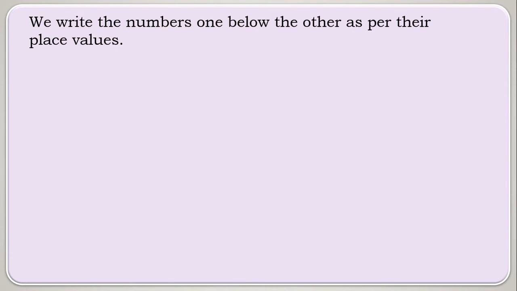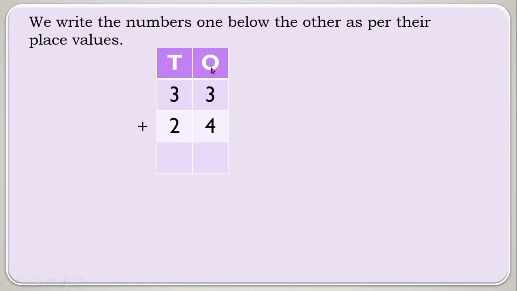To find the sum of numbers, we write the numbers one below the other as per their place values, like this. O represents ones place and T tens place. In the number 33, this 3 is in ones place and the other 3 is in tens place. In the number 24, 4 is in ones place, 2 is in tens place. So this is the convenient way of writing the given numbers to add.